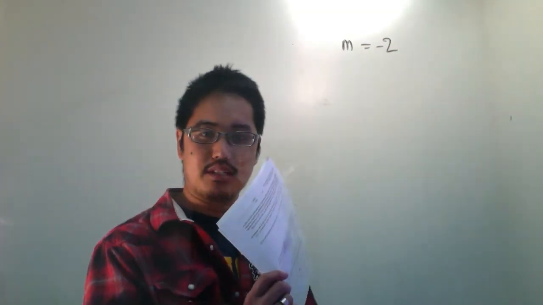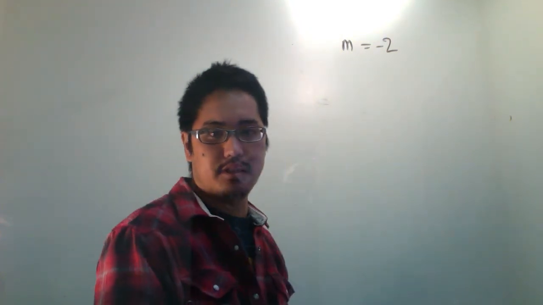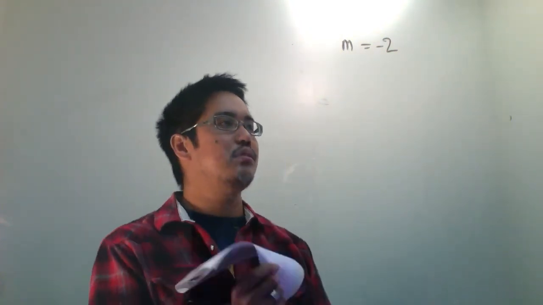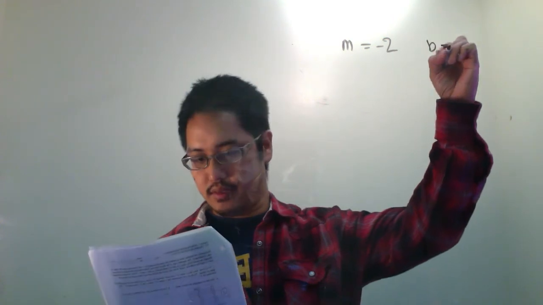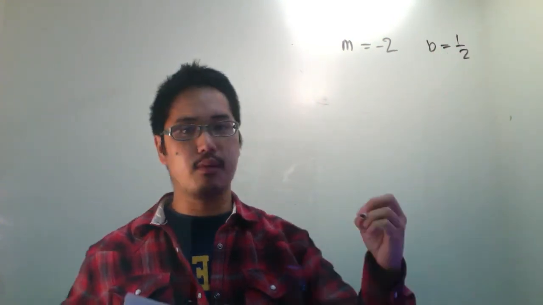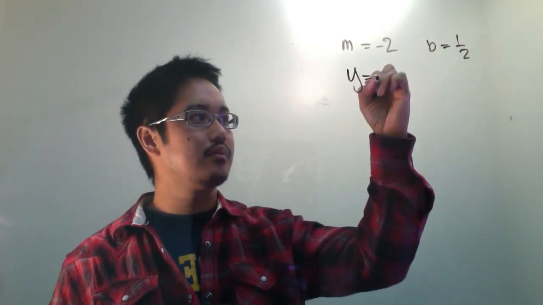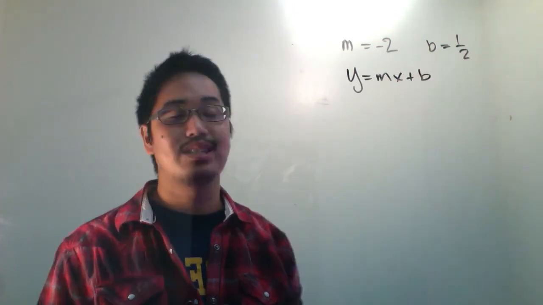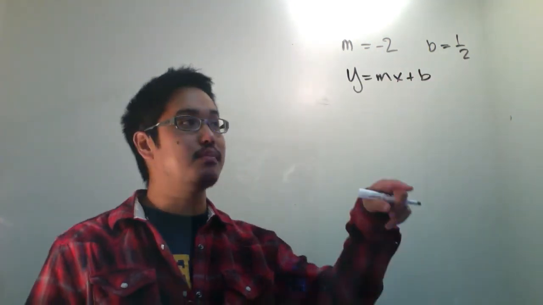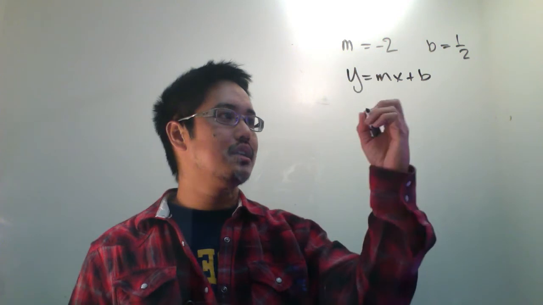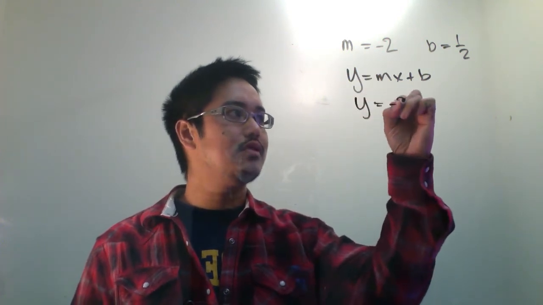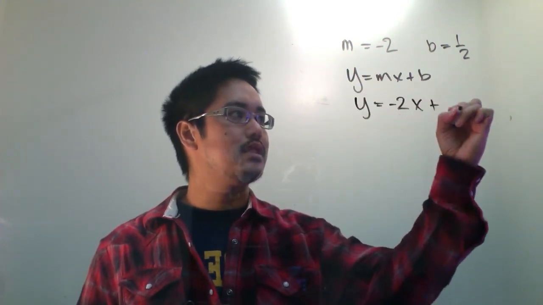Let me just switch it up. All right, m equals -2 and b is equal to 1/2. What is the y equals mx plus b form? It's pretty simple. All you have to do is plug in the m and plug in the b. So this is y equals -2x plus 1/2.